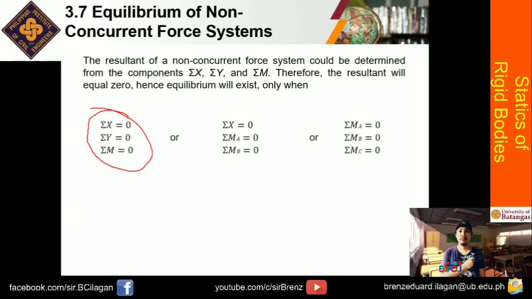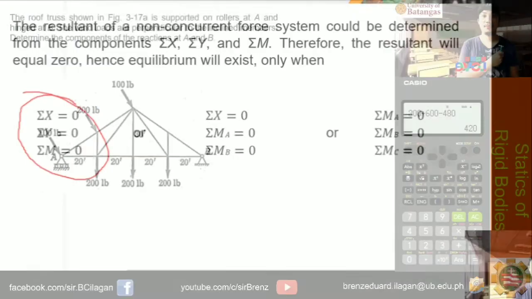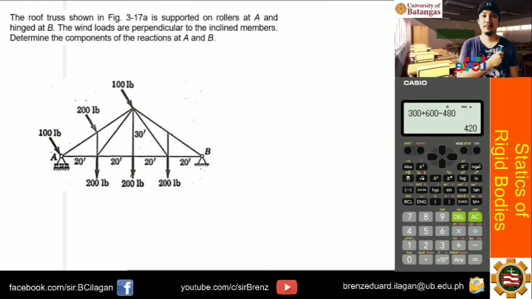Okay? So, para mas maunawaan, try natin isolve yung kamukha ng problem na sinolve natin dun sa module 2. Yung last problem dun. Okay guys, so as shown here in the figure, we have a roof truss supported on rollers at point A. So meron kang roller dito and hinge at point B. The wind loads are perpendicular to the inclined members. So ayan, perpendicular daw siya dito. So we need to determine the components of the reaction at A and B.